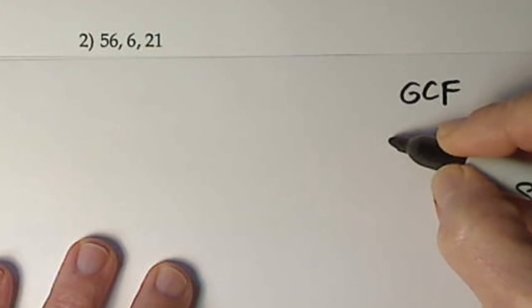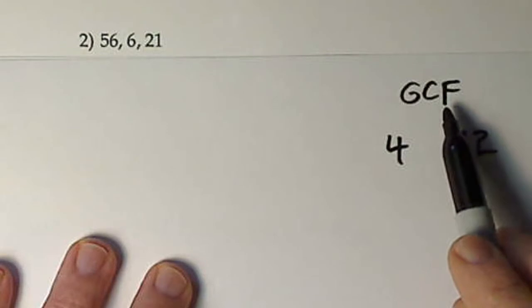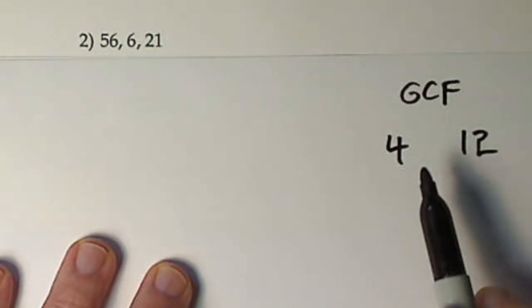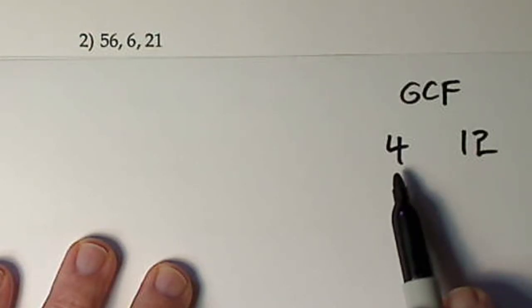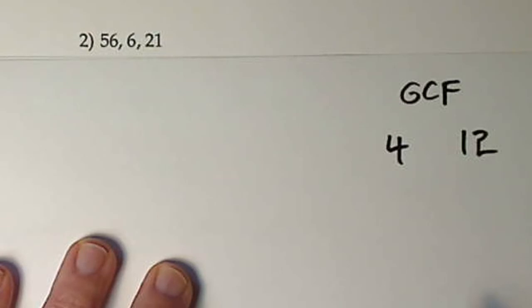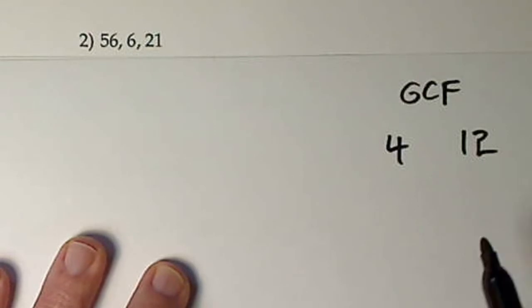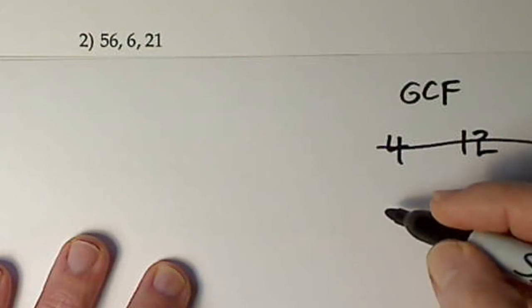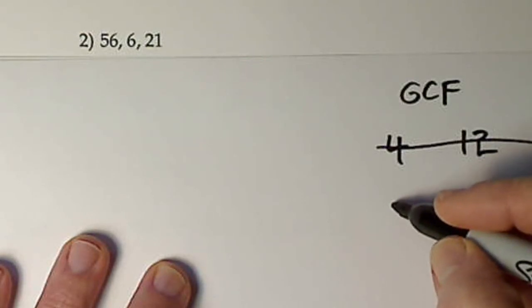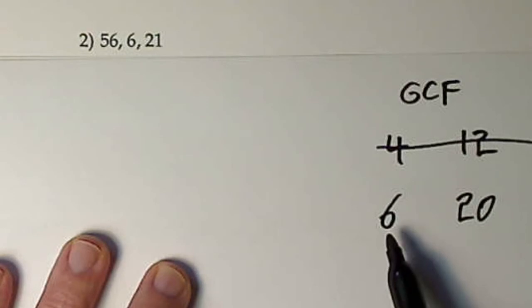of, let's say, 4 and 12, the greatest common factor, the biggest number that will go into 4 that will also go into 12 is 4. So for these two, the GCF is 4. Sometimes things get a little trickier, but sometimes you can just see it right there. The GCF of, let's say, 6 and 20 is going to be 2.